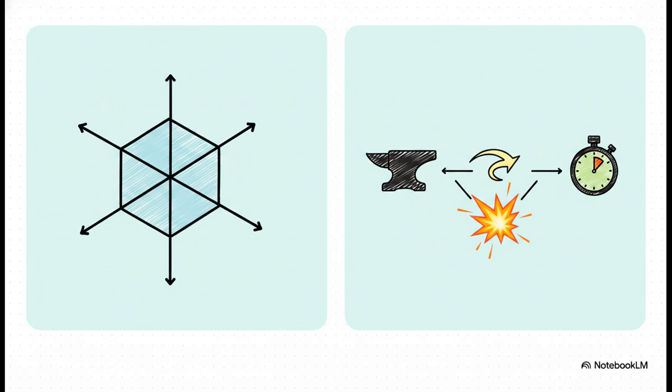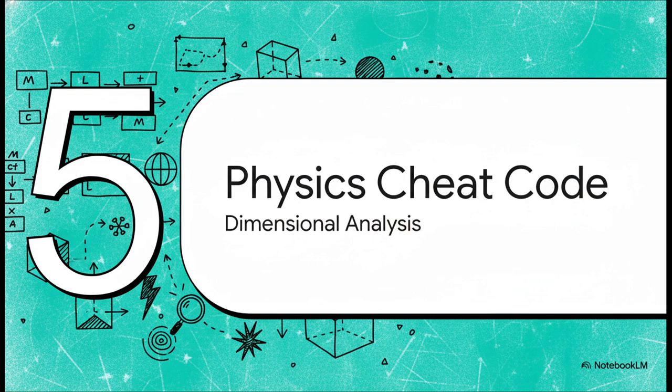Take volume. Volume is literally just length times length times length, so its dimensional formula is simply L cubed. It's got 0 dimension in mass and time. But force is mass times acceleration. Acceleration is a length divided by time squared, so if you map out the dimensions of force, it perfectly structures out to MLT to the negative 2. Which leads us to Section 5.